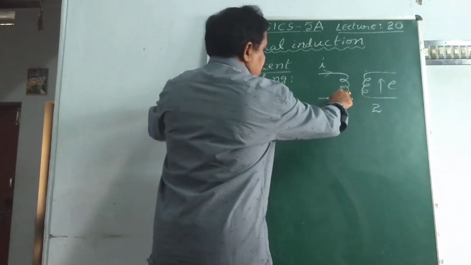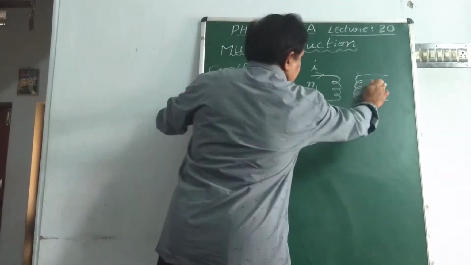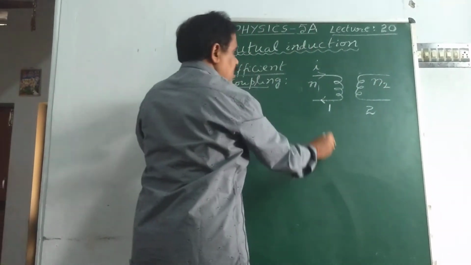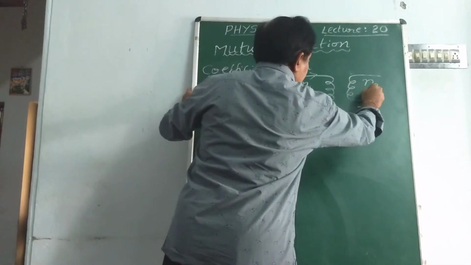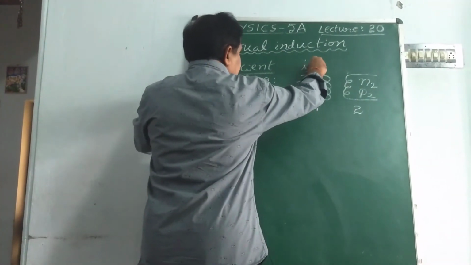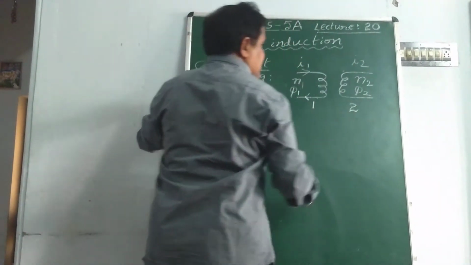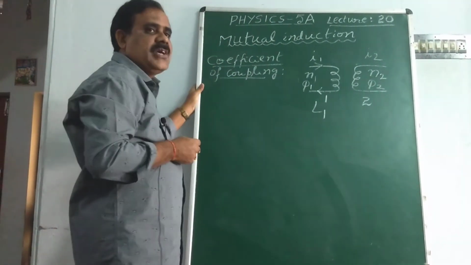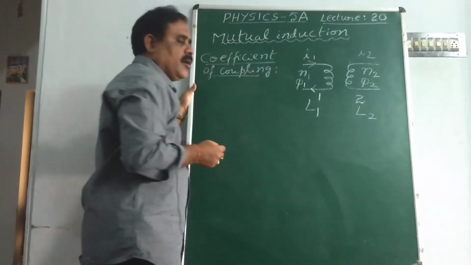Now the coil 1 has the total number of turns N1. Similarly, the coil 2 has the number of turns N2. Now, the flux in the first coil is phi1 and the flux in the second coil is phi2. Similarly, the current I1 is flowing in the first coil and the current I2 is flowing in the second coil. Similarly, L1 is the coefficient of self-induction due to the first coil and L2 is the coefficient of self-induction due to the second coil.